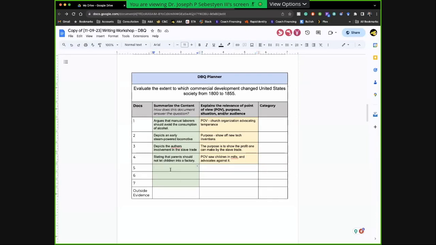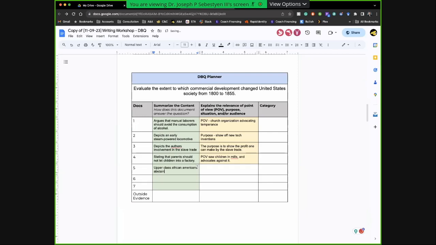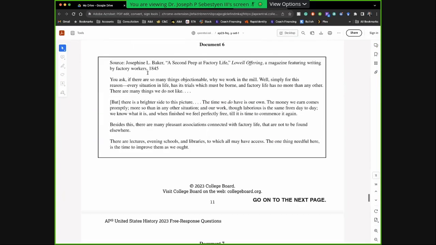What's this talking about? It says that upper class African Americans, right? Yeah. And then Document 6, a second peep of factory life.